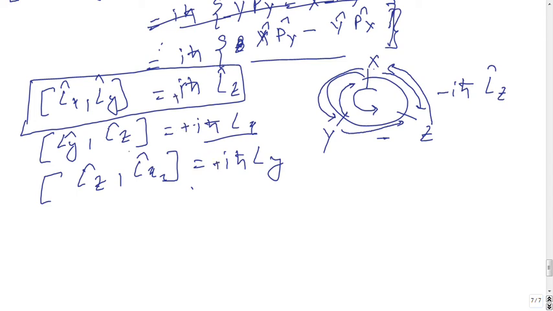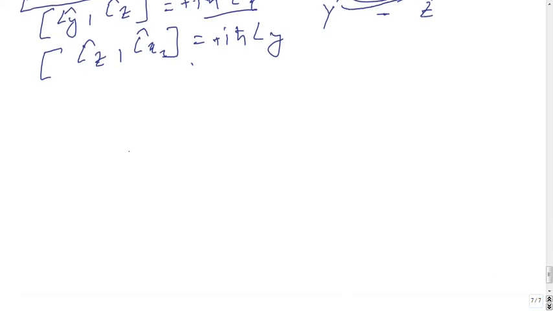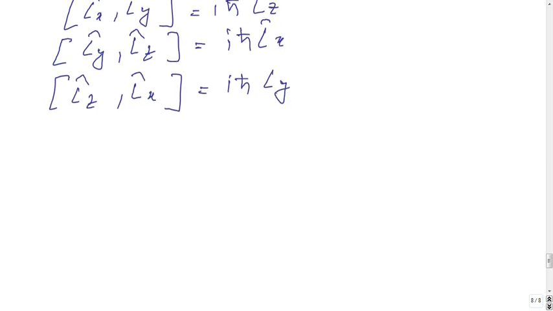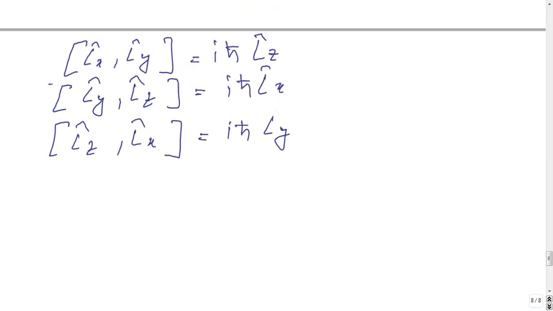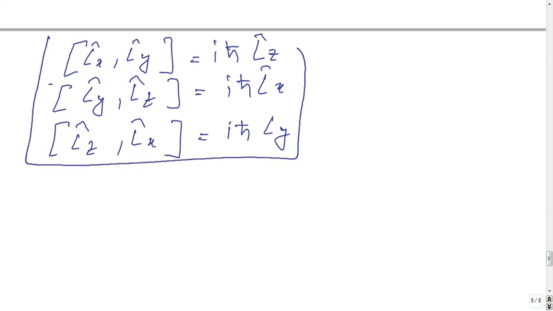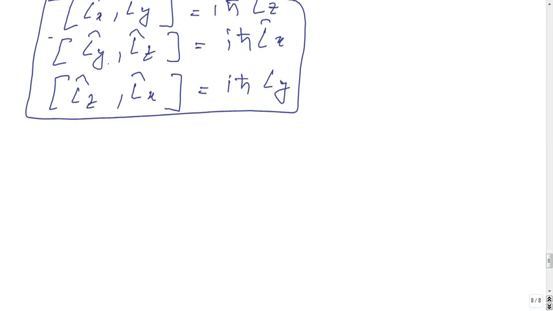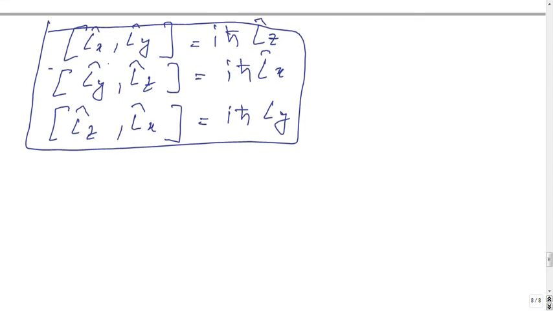Okay, let me collect all these commutation relations between Lx, Ly and Lz. These are the commutation relations of these operators Lx, Ly and Lz. So these three operators do not commute with each other.